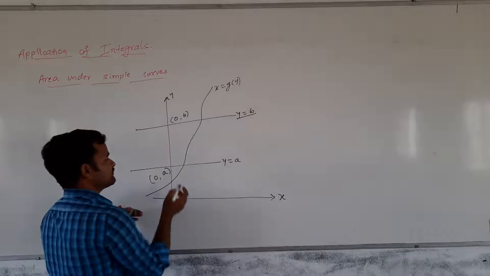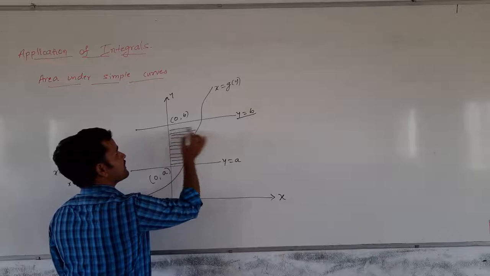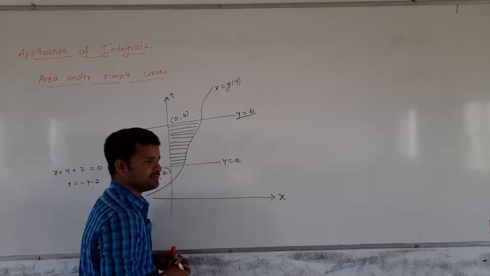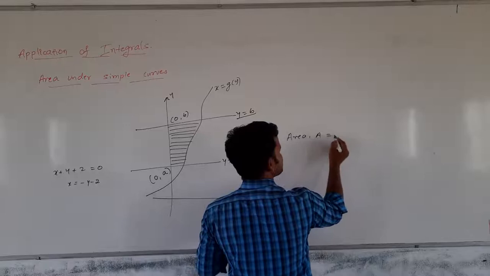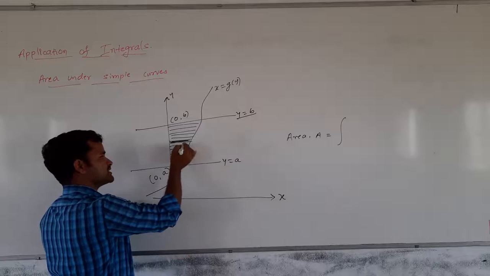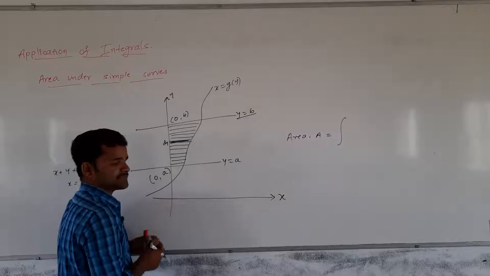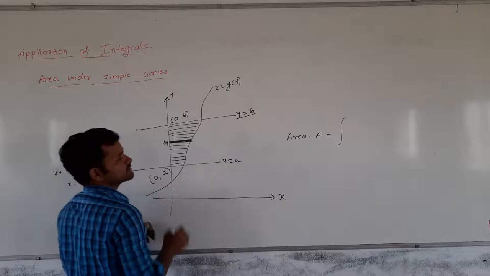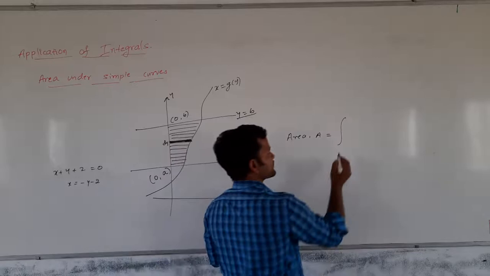Now here we want to find this area, the area bounded by the curve x is equal to g of y, the y-axis, and the lines y is equal to a and y is equal to b. What is the formula? The area A is equal to the integration of, here you see, we have horizontal strips. Horizontal strips, and along the y-axis we will consider dy, a very small length. And the horizontal length will be x. So the area of that small strip will be x into dy.